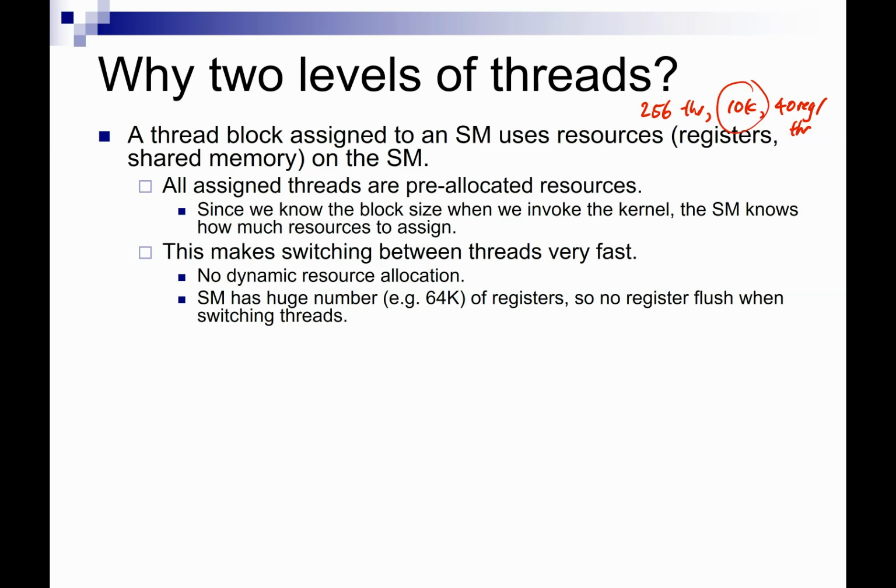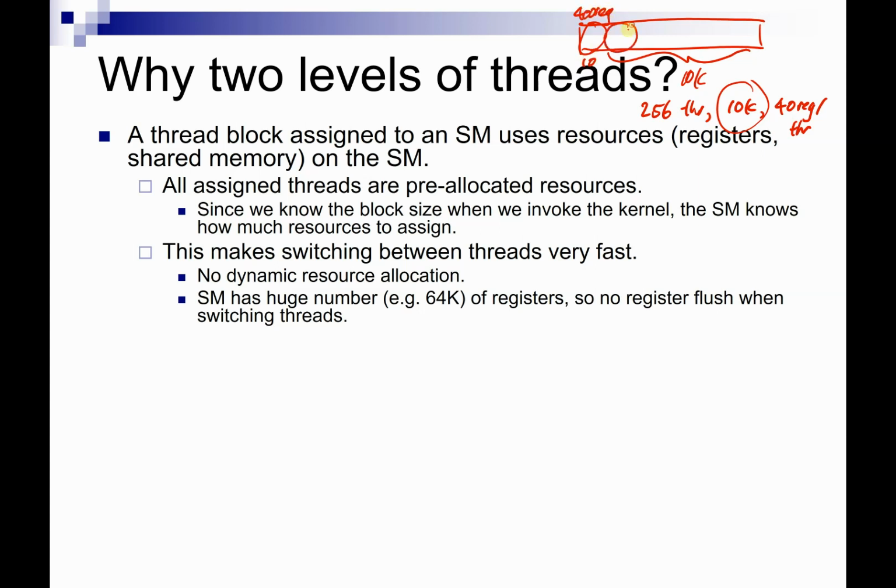And now, if you want to switch between 2 threads, well, you've been pre-allocated this block of 10,000 registers. Suppose you have a group of, let's say, 10 threads, to make this computation easier. They're going to use 400 registers.